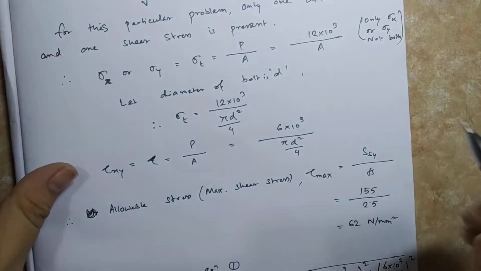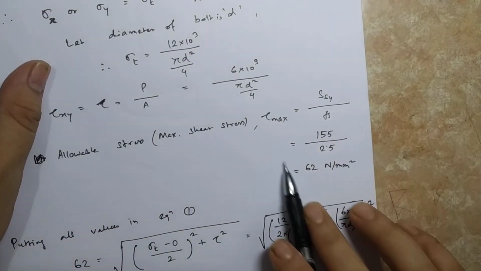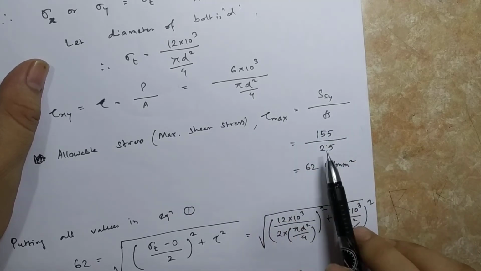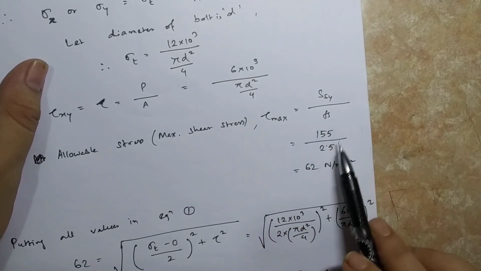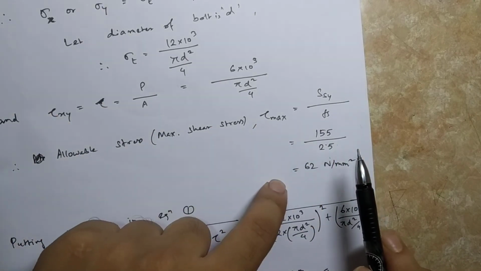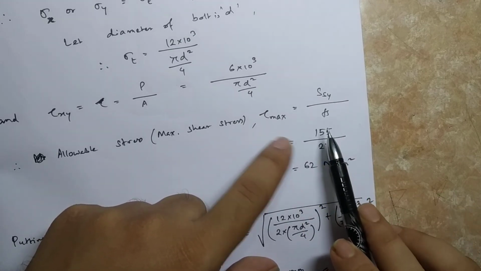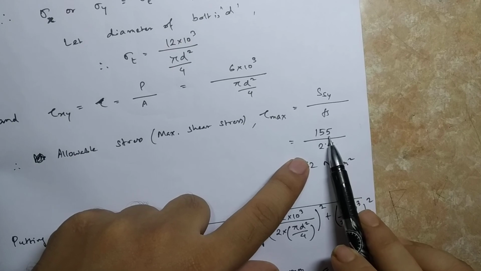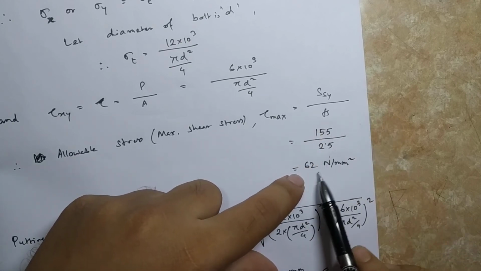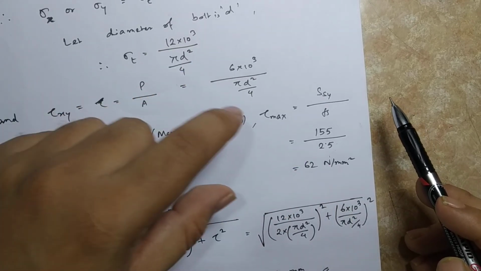Okay, now allowable stress is the maximum shear stress, equal to this thing. I've already told you this is how we find it: tau max equals SSY by FS. So put in SSY, and FS is the factor of safety. So this is the maximum shear stress that we are going to allow, which is much lesser than the failure strength, 155. Here yield will take place due to shear, and we are not going up to that, we are just keeping it much below that, 62. And what diameter of the bolt will keep it here?